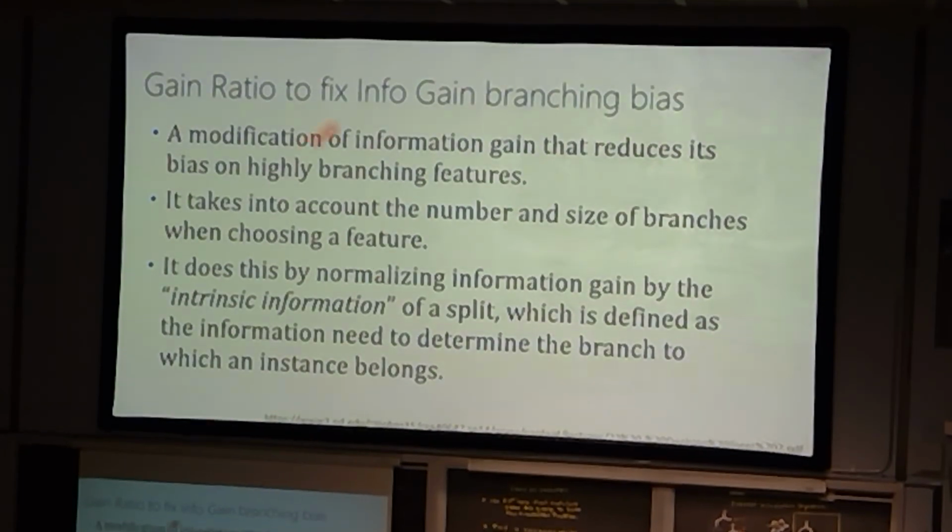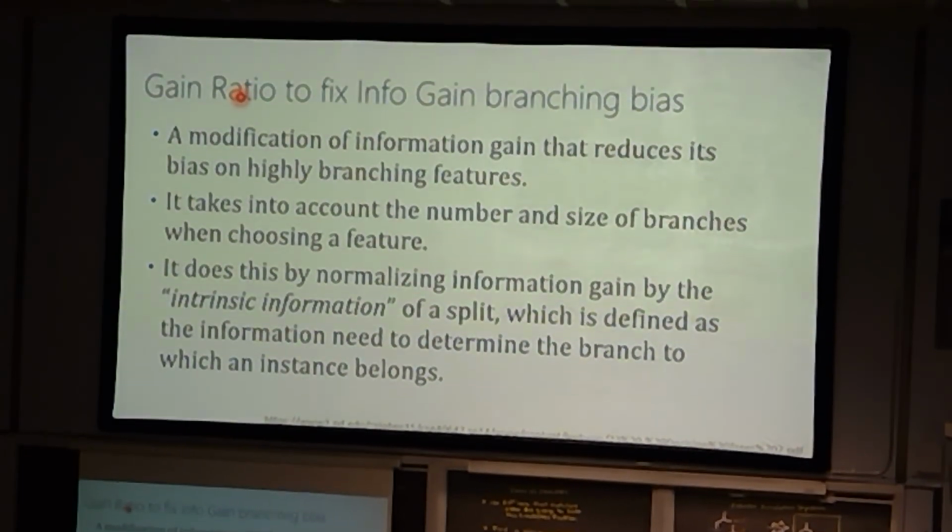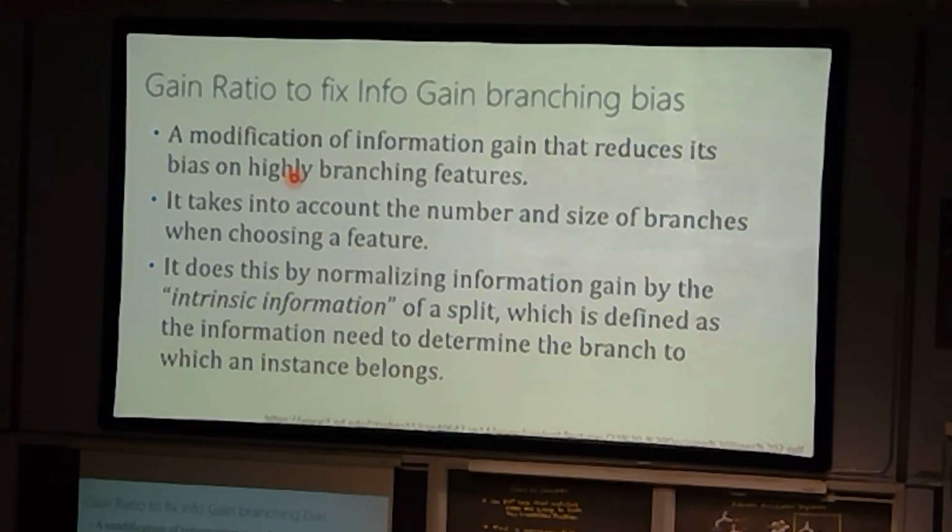And so what people do is they fix it using something called the gain ratio. They normalize the information gain by the information of the split, by virtue of how many categories it has. It's essentially a penalization factor for highly branching variables, such that for them to get chosen, they have to have even higher information gain. It takes into account the number and size of the branches.